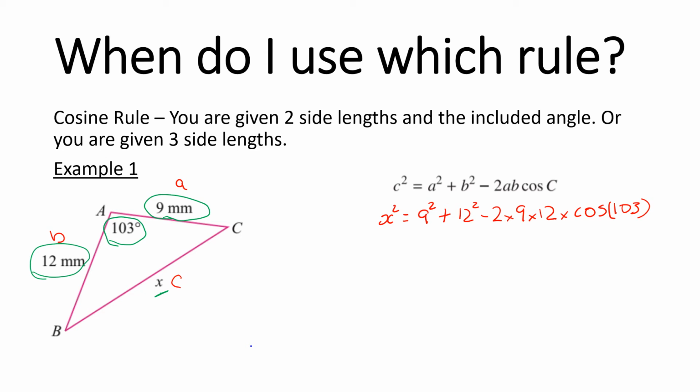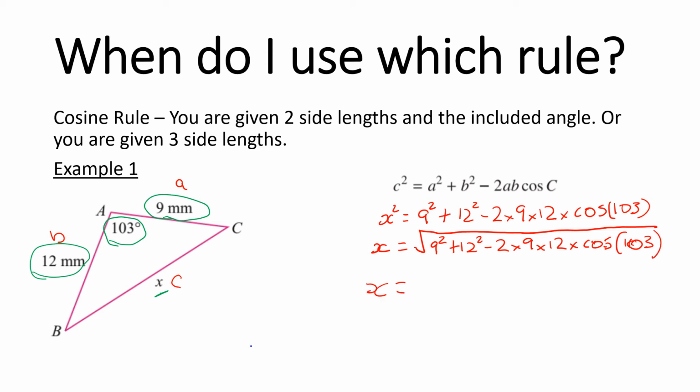Now we have x squared, so that means we're going to have to square root our answer at the end. I tend to enter it into the calculator with the square root sign. So I do the square root of 9 squared plus 12 squared minus 2 times 9 times 12 times cos 103. And if you enter that into your calculator, x will equal 16.5 millimeters.